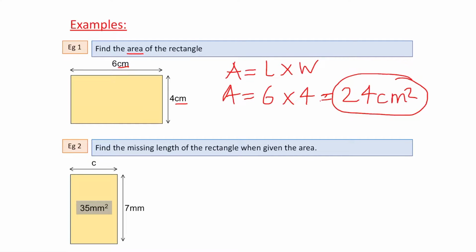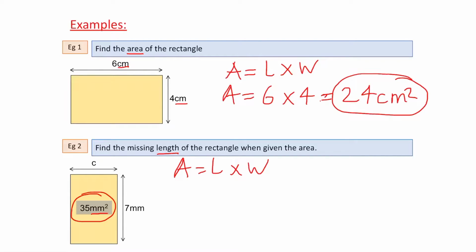Now looking at example 2, we are asked to find the length of the rectangle when you are given the area. So we know the area is 35 millimetres squared. We know this is the area because when we look at the units, it is millimetres squared. So again, the first thing we need to do is write out the equation for the area of a rectangle. So area is equal to length times width.